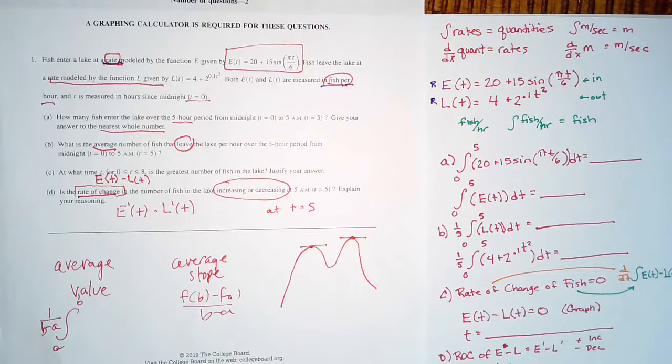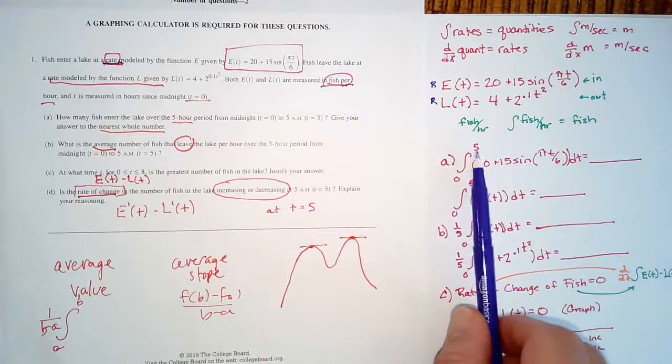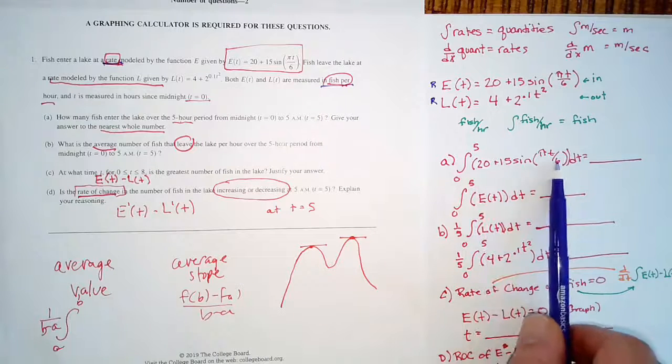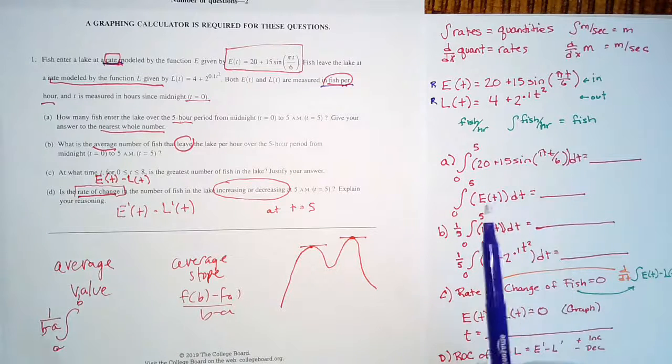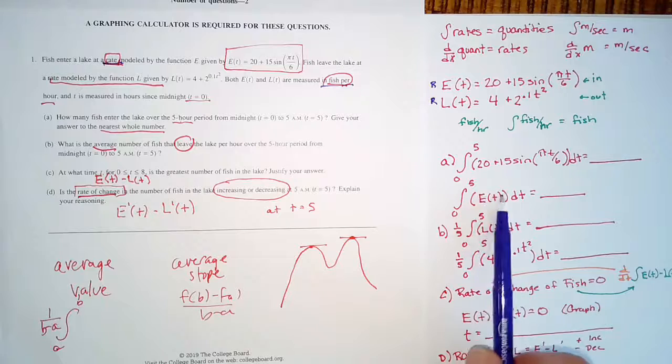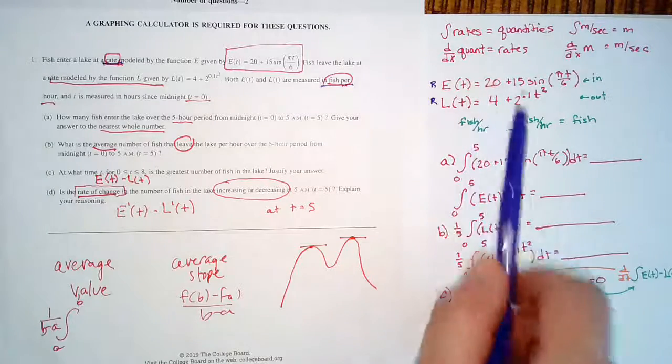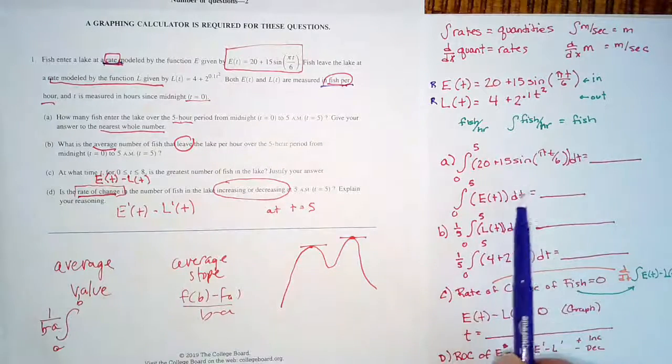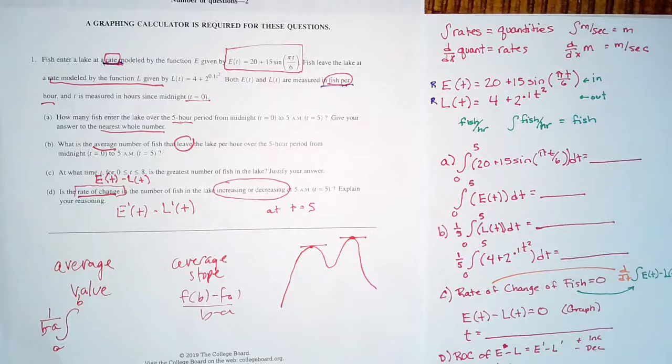First part it says to do is how many fish enter the lake over a 5-hour period between 0 and 5. Give your answer to the nearest whole number. So what I've done is I set the integral from 0 to 5 of that particular function. We'll do it in the calculator a little bit. I also rewrote it this way. You can write it like this as long as you make this initial statement at the top right here. Either way is fine. We're going to get an answer for those right there.